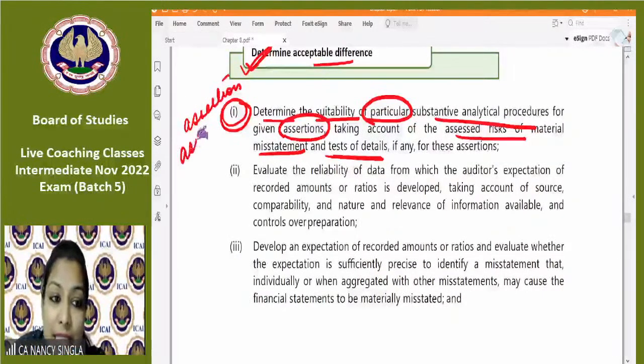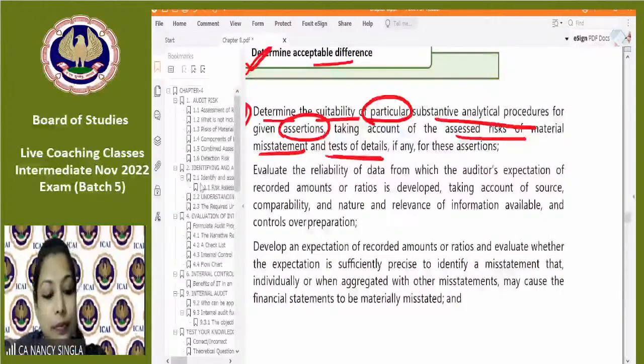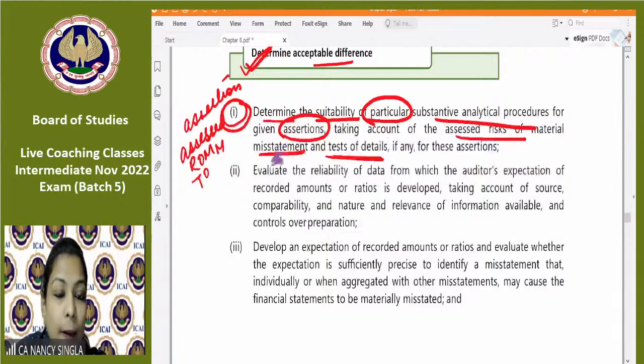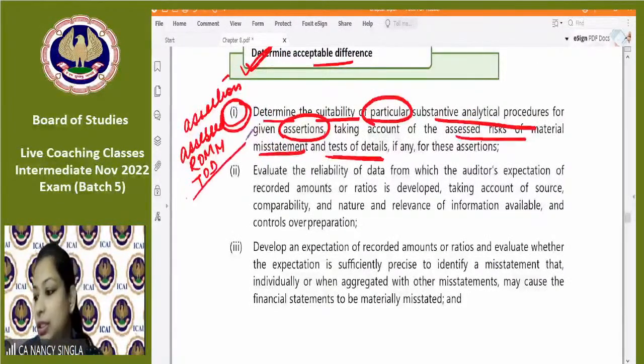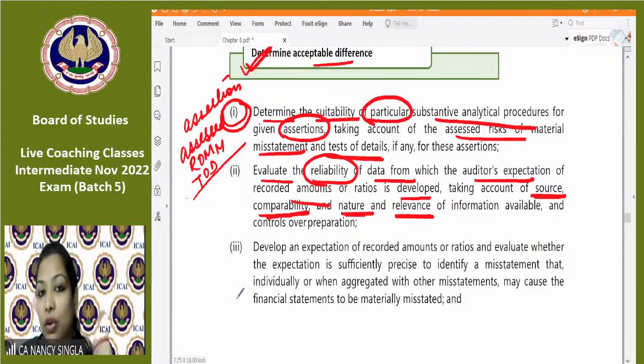What is the assessed risk of material misstatement? Is he performing any other test of detail here? So he will consider all these points. ठीक है? Then when he has decided the particular substantive analytical procedure, he will evaluate the reliability of data from which the auditor's expectation is to be developed. And reliability depends upon what source of data, whether it is comparable, what is the nature, whether it is relevant or not. We will be discussing each and every point in detail.